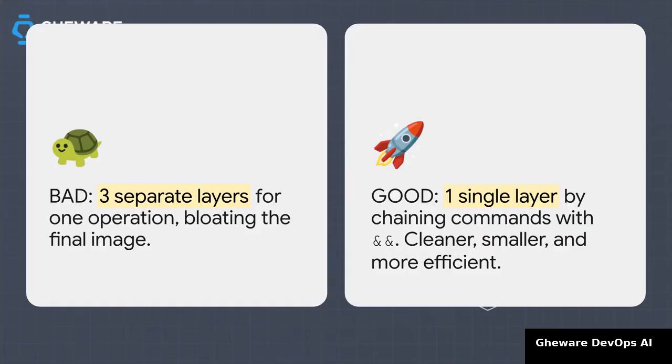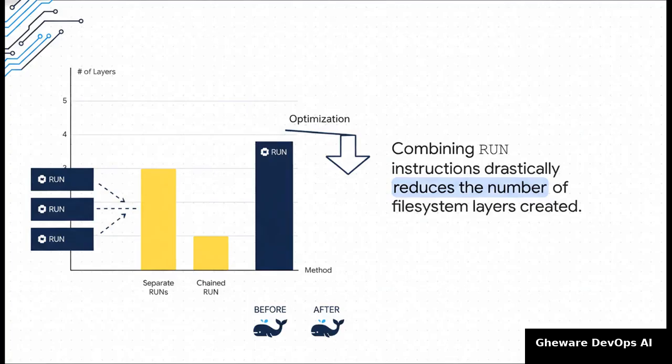Here's another incredibly easy win. Combine your RUN commands. Remember, every RUN instruction creates a whole new layer. By chaining related commands together with an &&, you smash them all down into a single, much more efficient layer. This also means you're cleaning up temporary files, like package manager caches, in the same layer where you created them, which stops them from bloating your final image. It's a 2-for-1. And the impact is immediate.